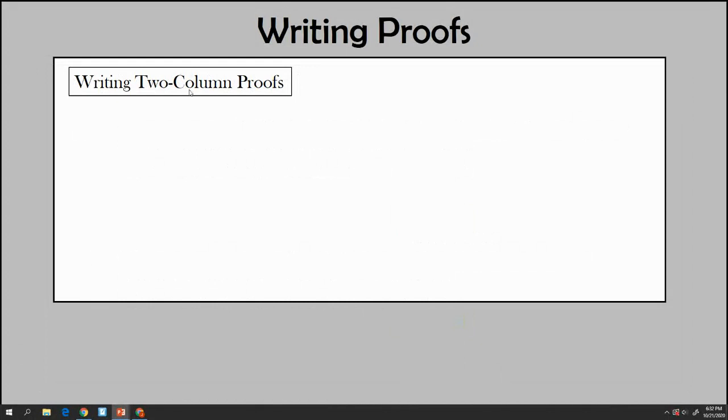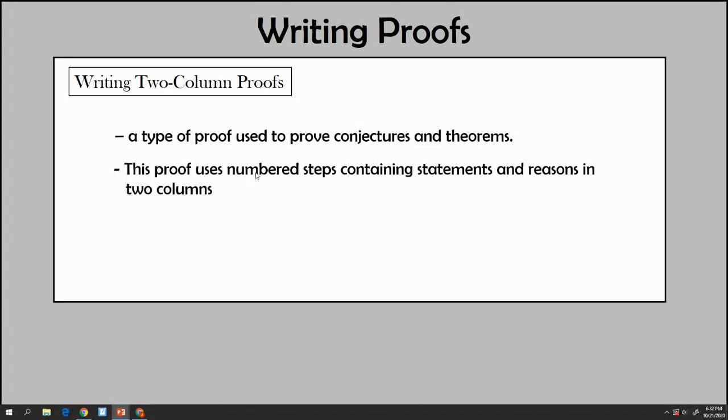Okay. The next idea we're going to move to is actually writing proofs. So we're going to use the ideas that we just talked about, and we're going to look at how they apply to proofs. All right, when we write a proof, it's going to be a two-column proof. And this is a type of proof that uses conjectures and theorems. And then we number the steps that contain the statements that are going to lead to our conclusion, and then we list the reason for each step, and we do this in two columns.